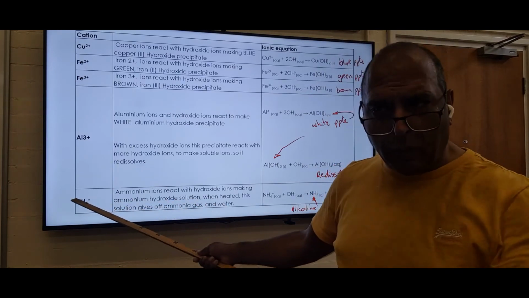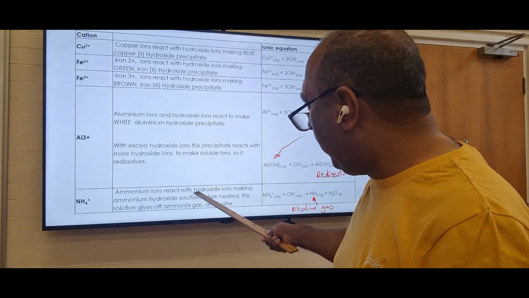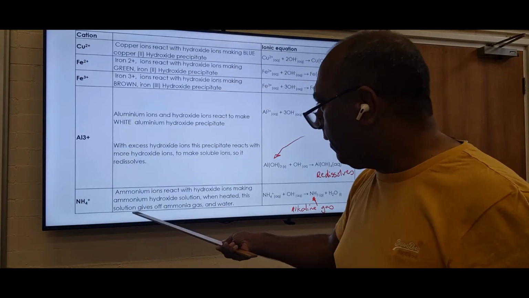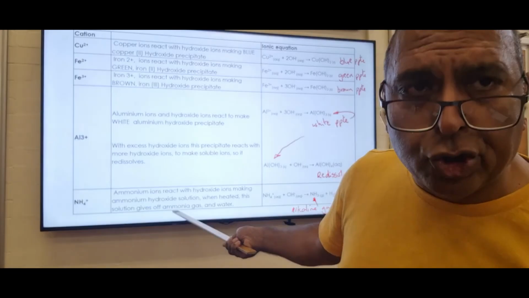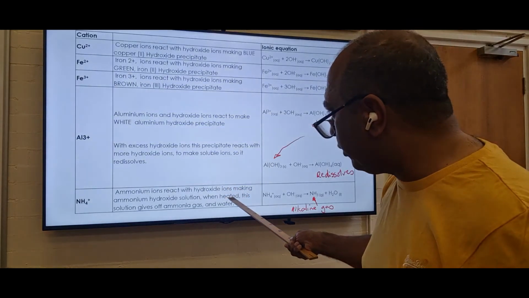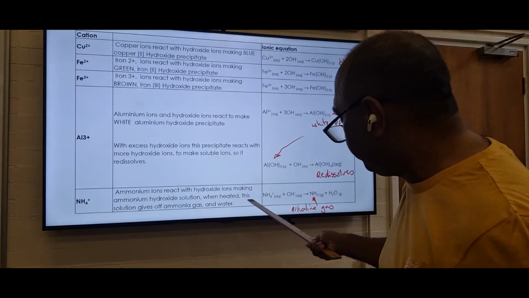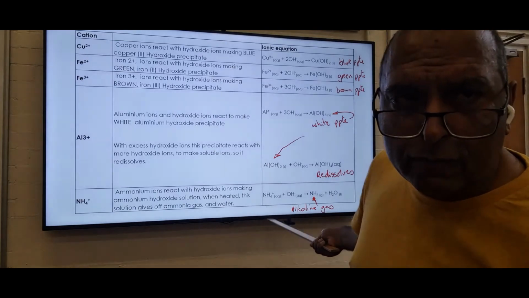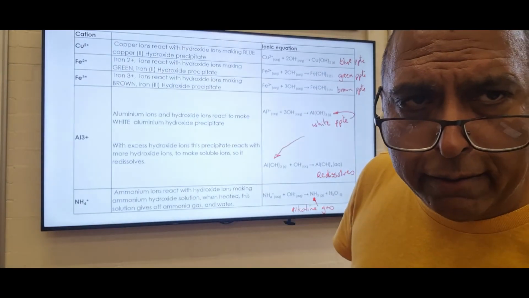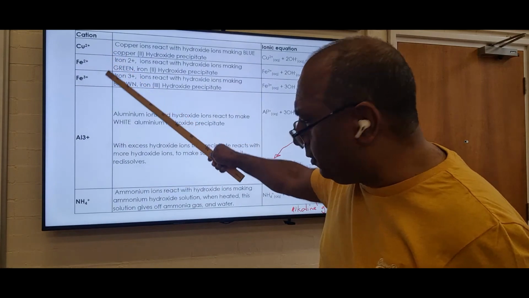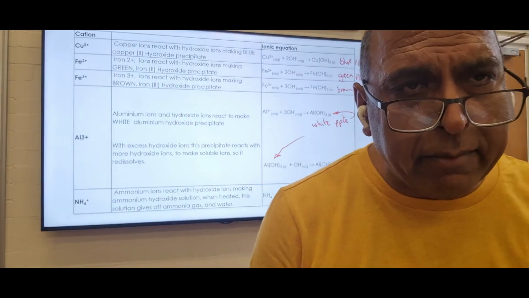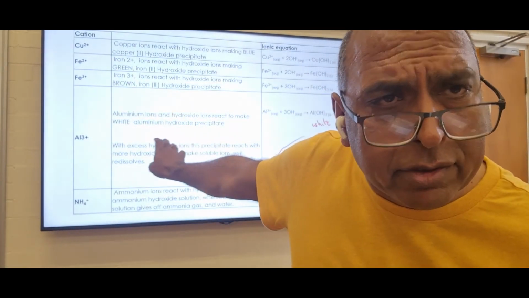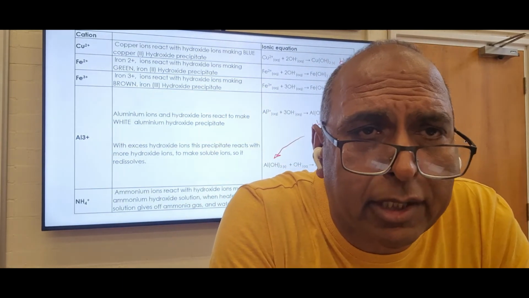And then finally, what I showed you last, ammonium ions react with hydroxide ions. They make something called ammonium hydroxide solution. And if you heat that solution, ammonia gas comes off. If ammonia gas comes off, then the ion that must have been there was ammonium. So those 5 ions in that table, those 5 ions you can identify with the reaction with sodium hydroxide.